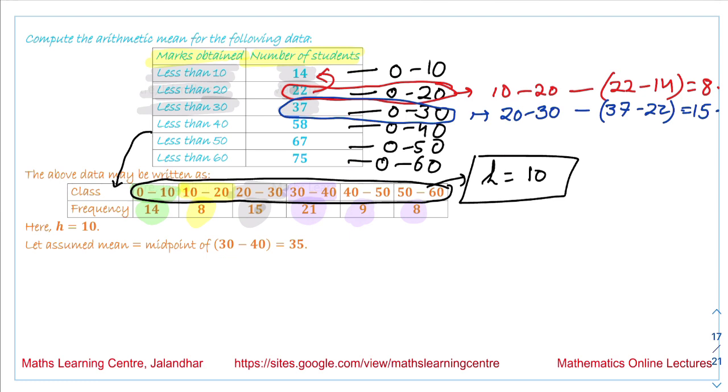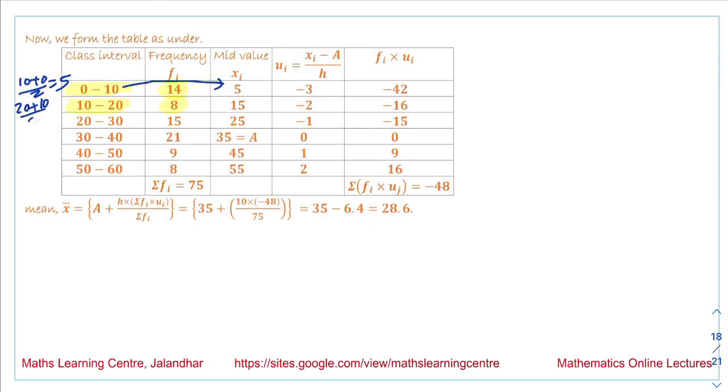So we write this data in tabular form, moving on to our next slide. 0 to 10 frequency is 14, then 10 to 20 frequency is 8. The next step to solve this problem is to write the mid values or the class marks. Corresponding to 0 to 10, the class mark is (10 plus 0) by 2, that is equal to 5. Next it is (20 plus 10) by 2, that is equal to 15. These are the values of xi that we obtain using this formula.